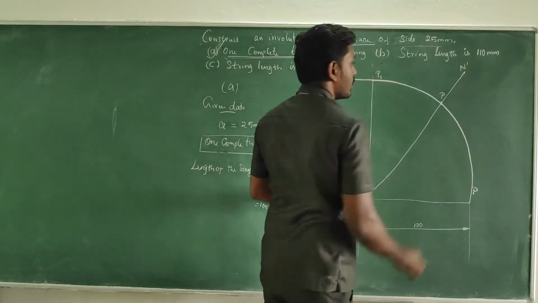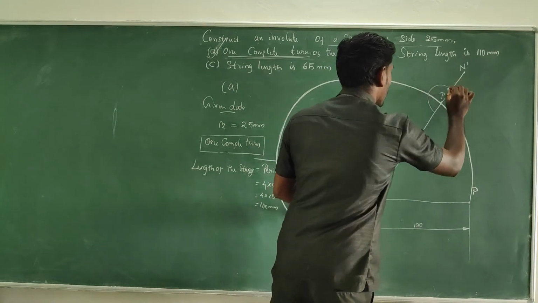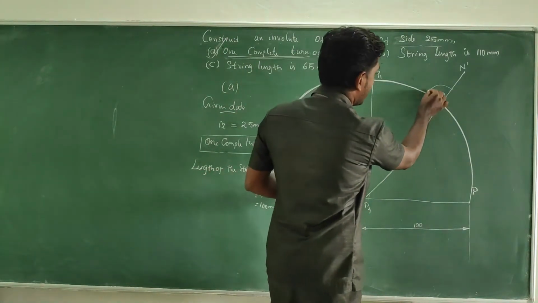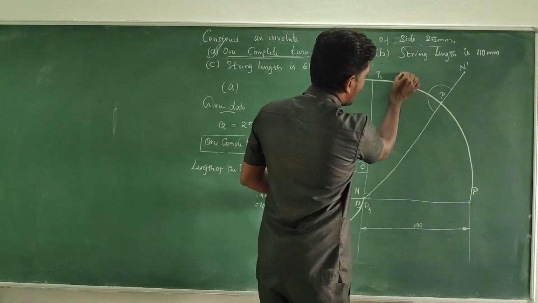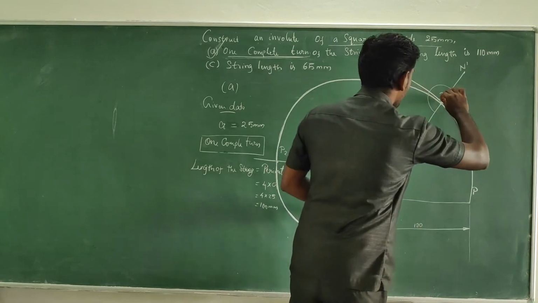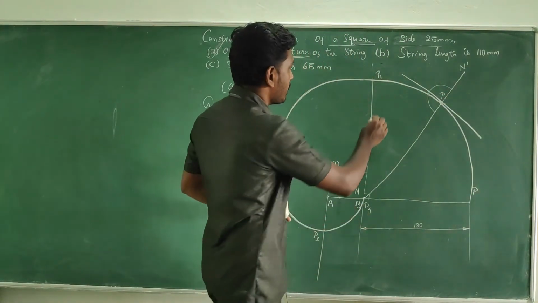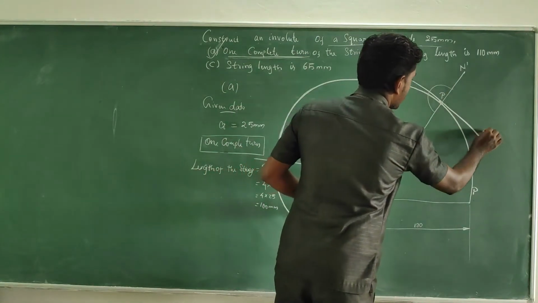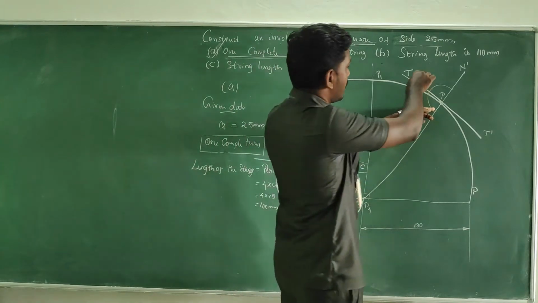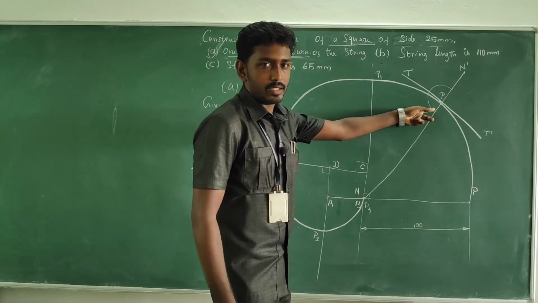N dash. And if you keep your protractor at the point P in this manner, and take 90 degrees and draw a line, you get the tangent T dash. So we know tangent, in the sense, passes through the outer periphery of the curve, right?